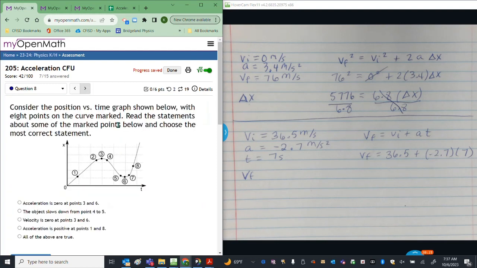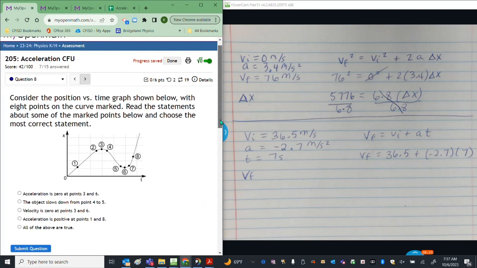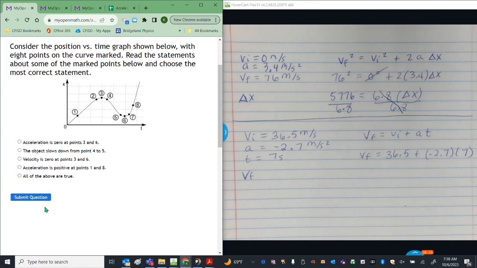Number 8. This is probably one y'all missed. It is. 70% of you got this one right. So about 30% of you missed it. So listen up because that's a good number of you. It says, consider the position versus time graph shown below with 8 points on the curve marked. Read the statements about some of the marked points below and choose the most correct answer.